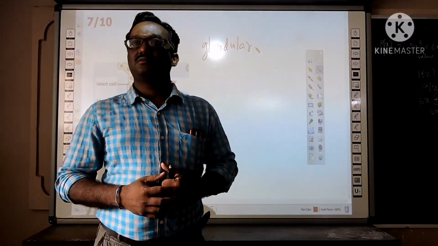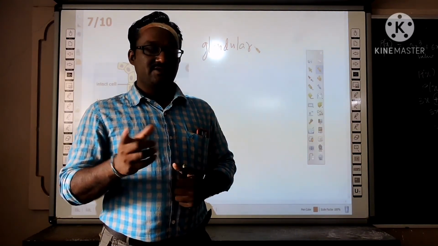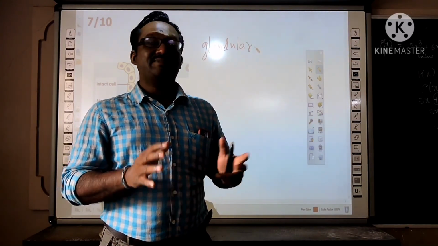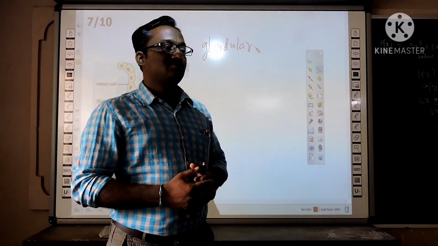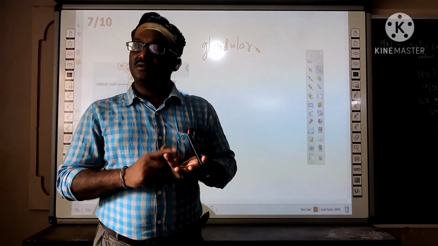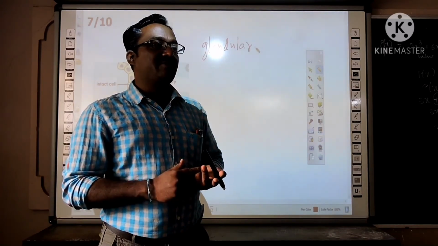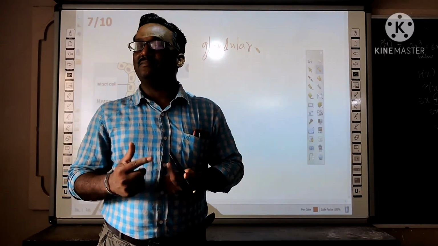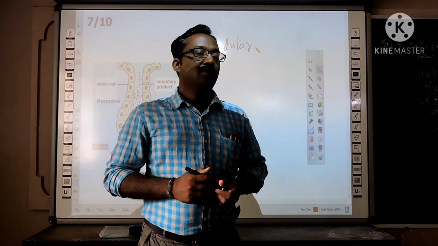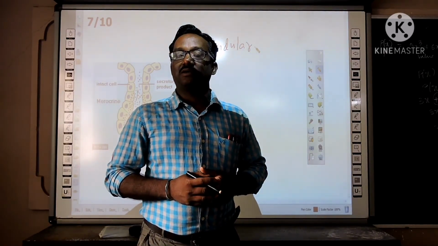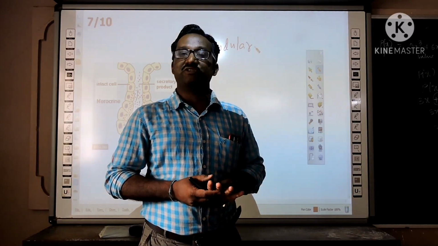In epithelial tissue, two types are there: simple and stratified. Based on function, there are squamous epithelium, columnar epithelium, cuboidal epithelium, glandular epithelium, etc. Okay, in the next class you will learn about another type of tissue, connective tissue.